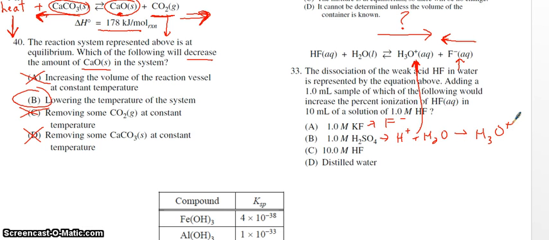So in effect, we're also increasing H3O+, which will shift the system to the left. That's not what we want. So these two are out. If we increase HF, hey, that looks right. If I increase HF, that's a reactant. That will shift it to the right, increasing the ionization.